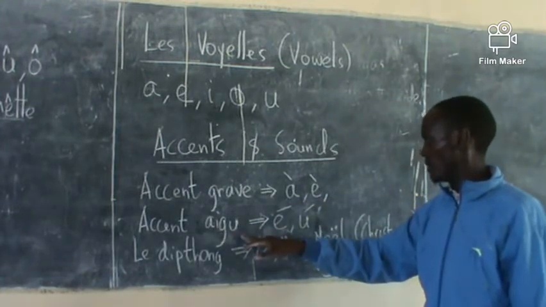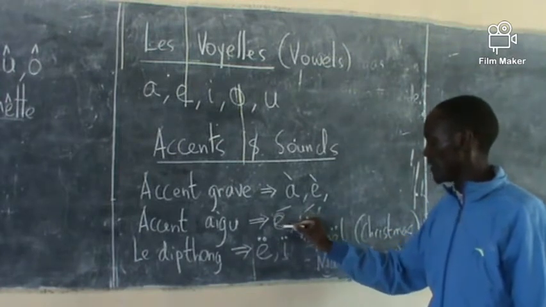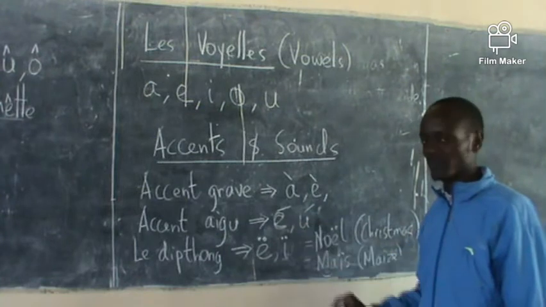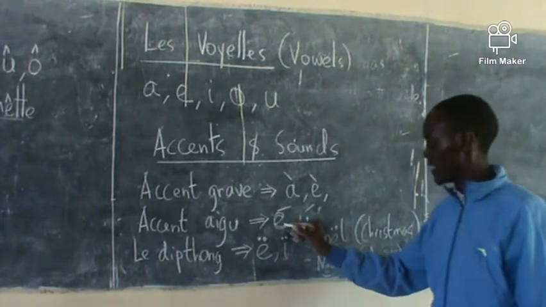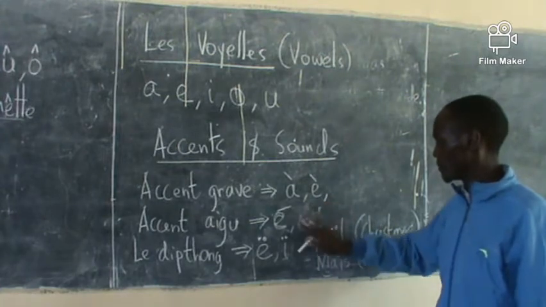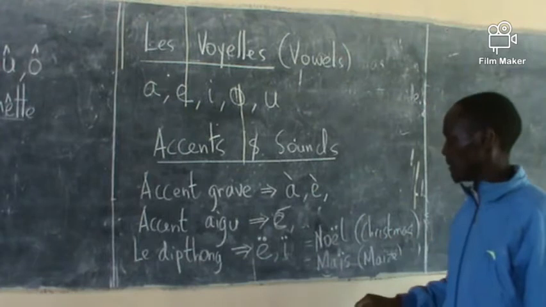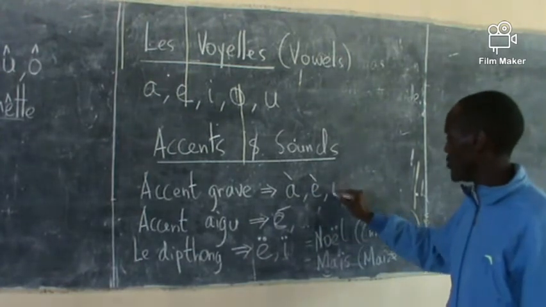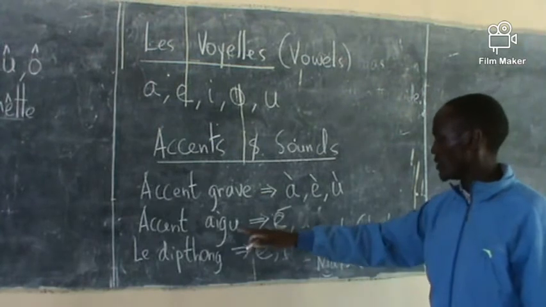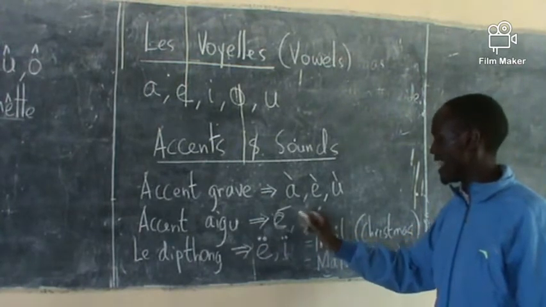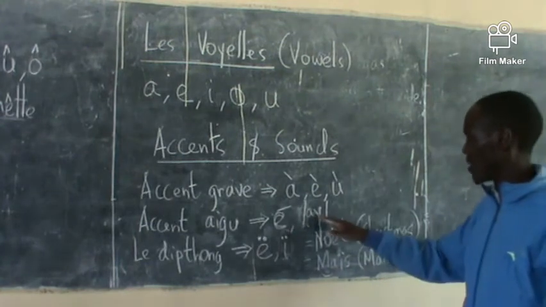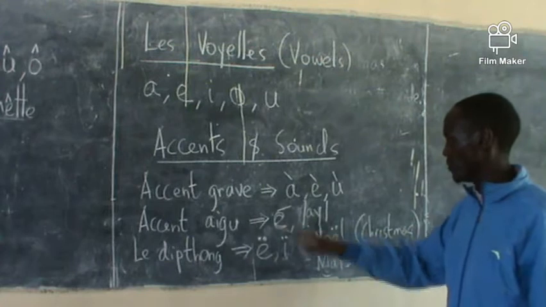Accent aigu, in the case of E, the letter E, if we have this accent here, it is pronounced as A. This one is A. And then this U that has accent aigu, there is no accent aigu in U. There is accent grave in U. Once again, we only have accent aigu in E, which makes it be pronounced as A. We shall be looking at sounds that are closely related to accent aigu in E, which is A.